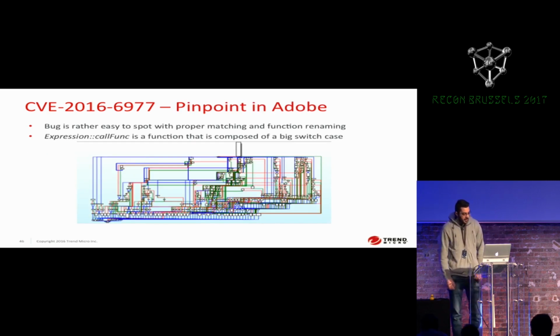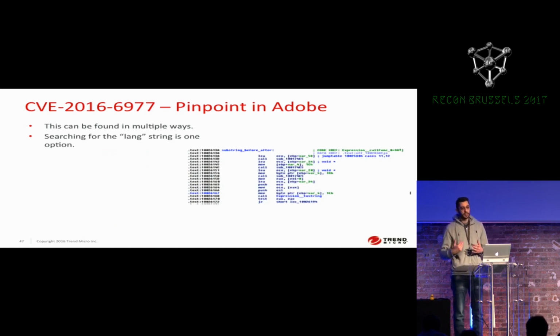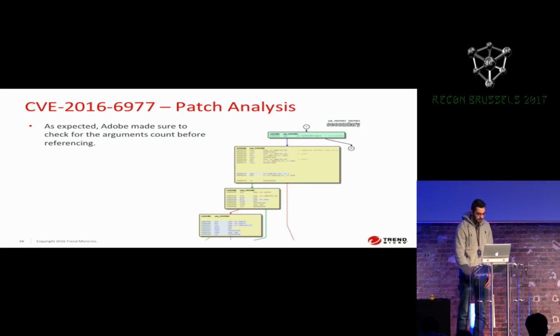All right. So it's not that easy to spot this one. Basically, this is just the function that contains the whole switch case that implements all these XPath functions. But you can use one of the techniques that I described before, which is to look for lang, and then you're going to be able to land inside callfunc, and from there you can calculate the case number, and then you can land in substring before and after. By the way, both are handled inside the same switch case, so it's all good.